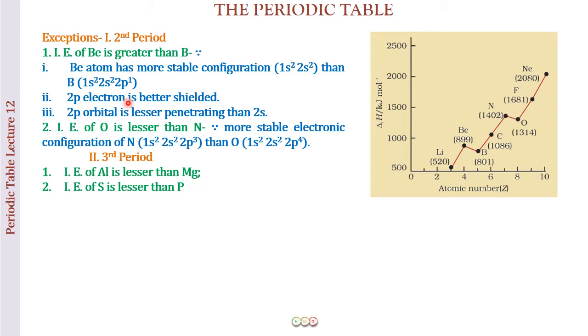Then the 2p electron in the case of boron is better shielded. Better shielded means that the effective nuclear charge is going to decrease, and hence the electron from boron can be removed more easily.